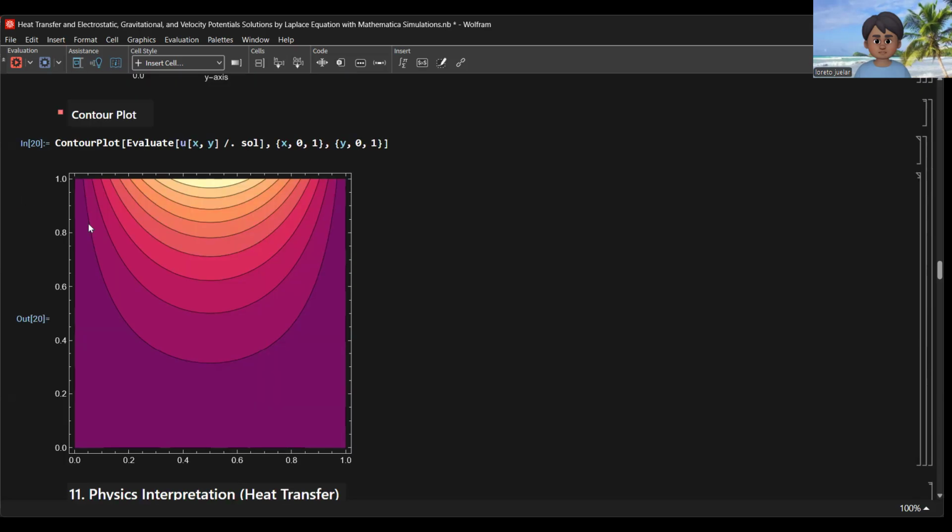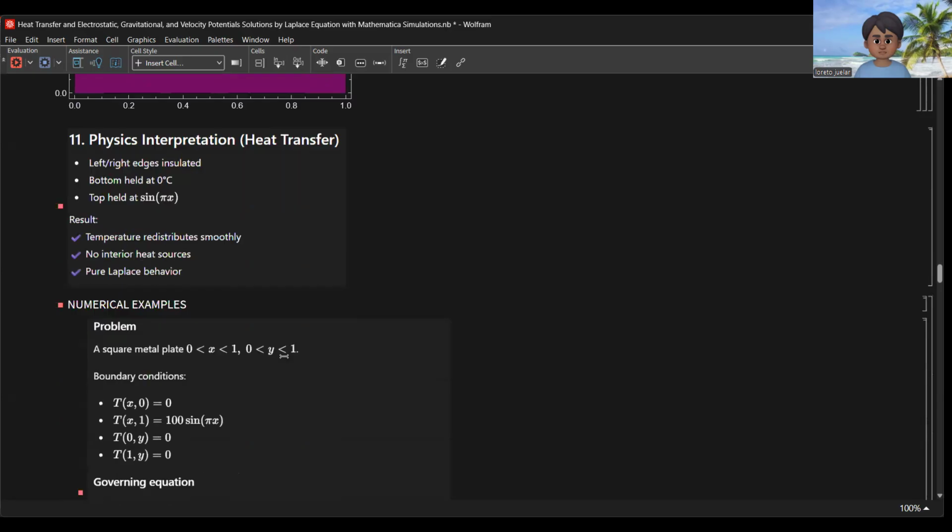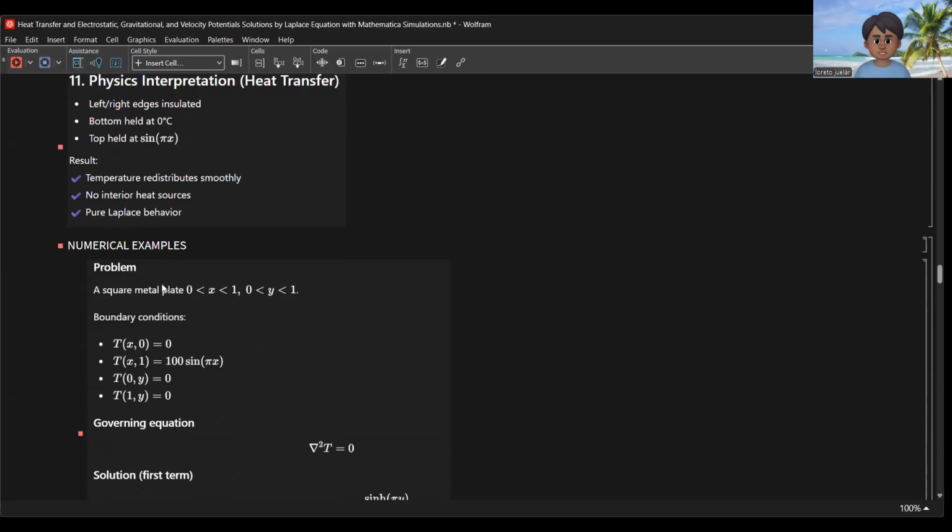So here in the contour, we have the curves. You can see the several curves here. Each curve has the same temperature. So temperature distributes smoothly, with no interior heat source, pure Laplace behavior.